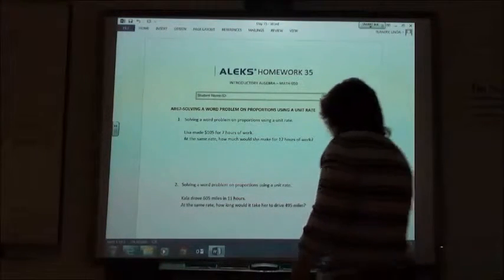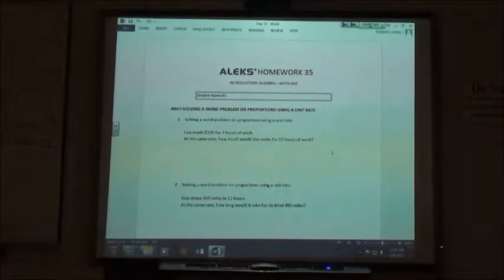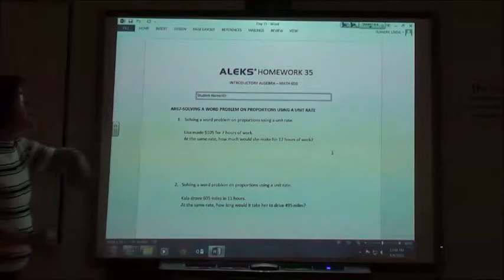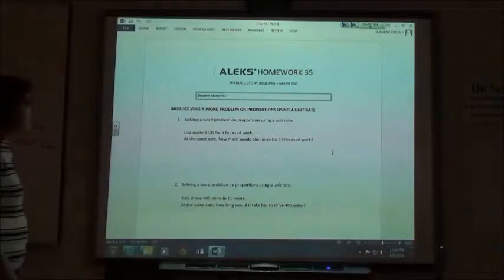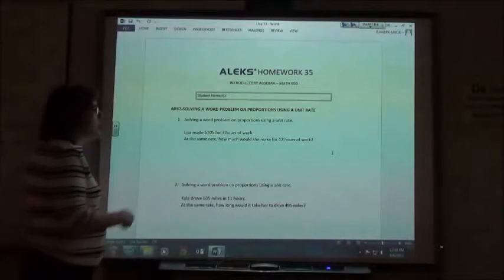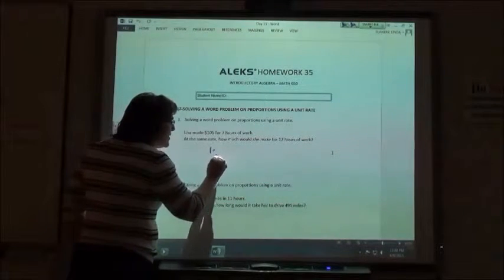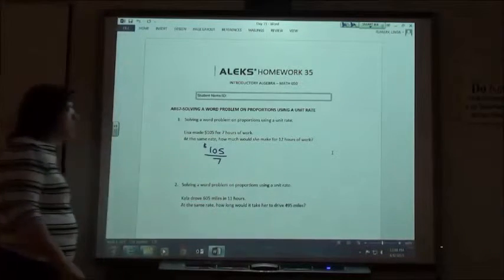All right, so homework 35. It says solving word problems on proportions using a unit rate. So we are going to set up a proportion in order to solve for the missing information. Lisa made $105 for 7 hours of work. So her unit rate is that she makes $105 for 7 hours of work.